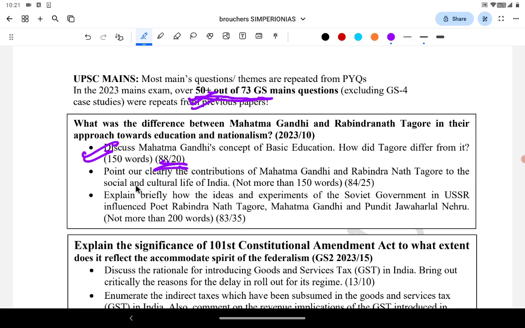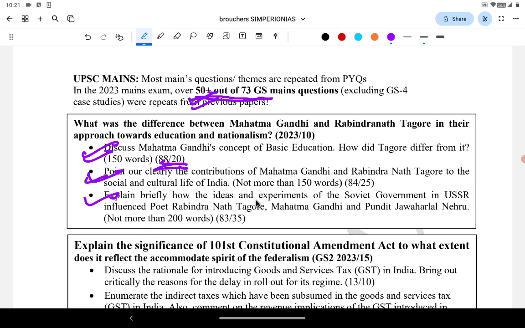Coming to the next question, see here. Point out clearly the contribution of Mahatma Gandhi and Rabindranath Tagore to the social and cultural life of India. Even this covers the concept of education and nationalism. So the same question asked in a different format. Let's come to the third question.